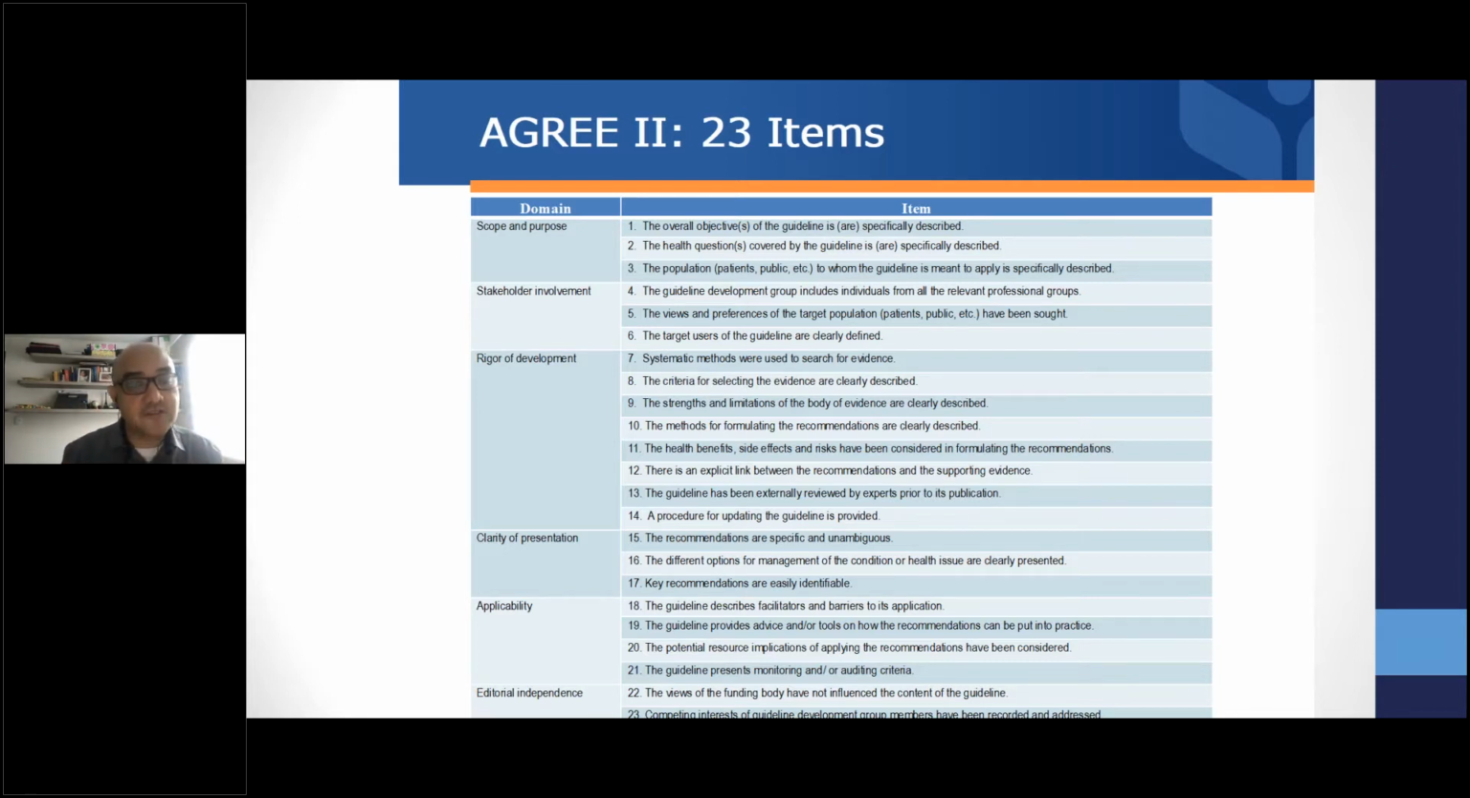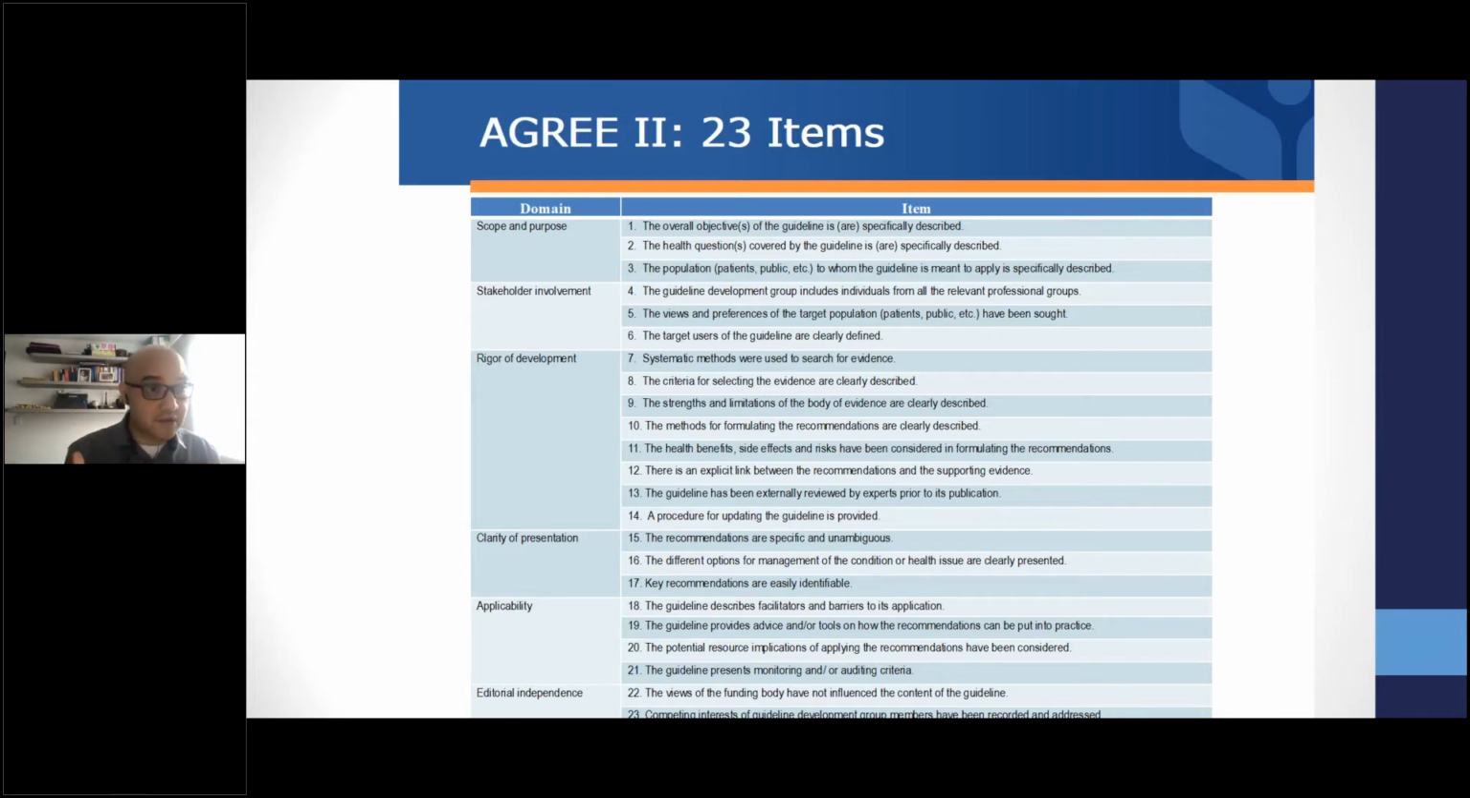And the third domain is rigor of development. The rigor of development covers many items that I'm not going to read because of time, but it's about all the process of systematic reviews that are behind each one of the questions. Was there a search strategy or not? There were very clear criteria to select the evidence. The strengths and limitations of the evidence were assessed. What tool was used. The health benefits and the harms were considered simultaneously. There was an explicit link between the evidence and the recommendation.